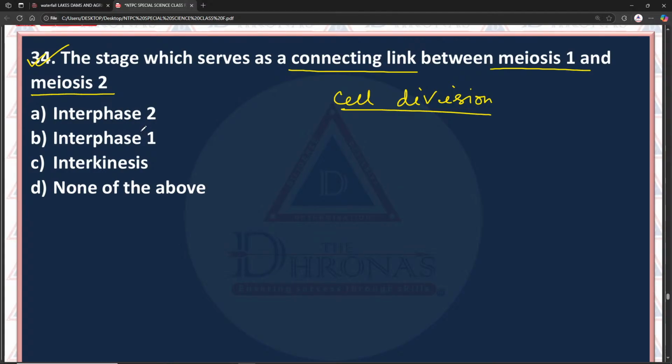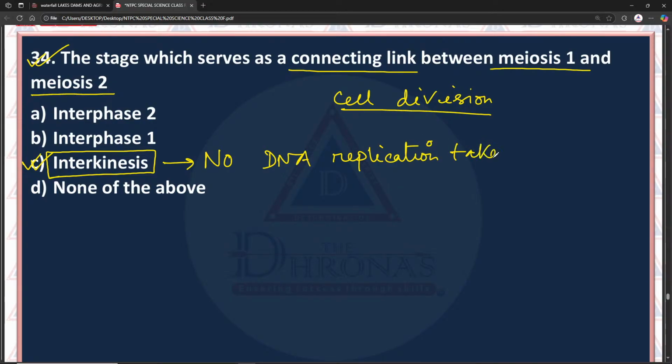Interphase is a stage of cell cycle, but it is not the connecting link between meiosis 1 and meiosis 2. Okay? Meiosis 1 and meiosis 2 is connected by interkinesis. Another important point to remember from here, in interkinesis, no DNA replication takes place.